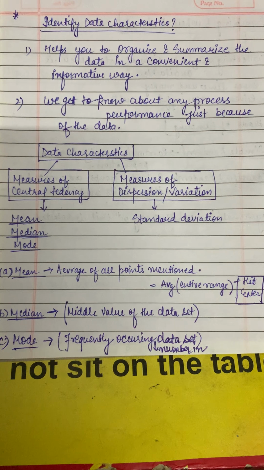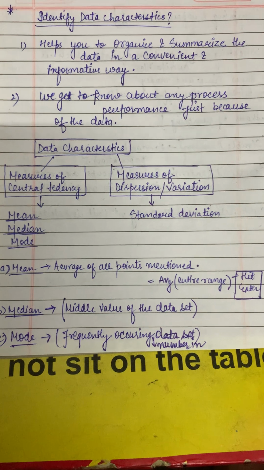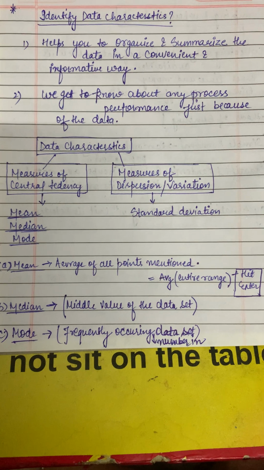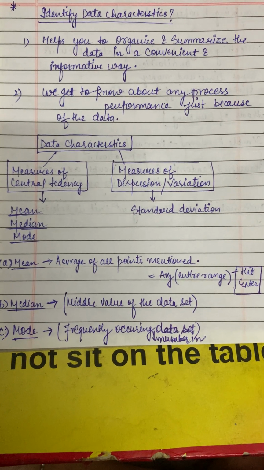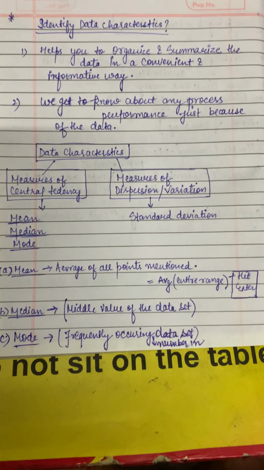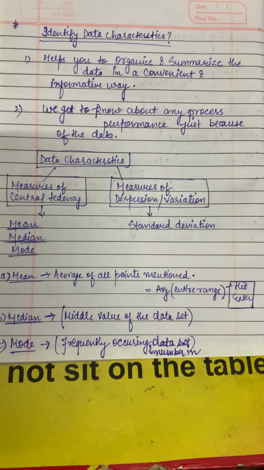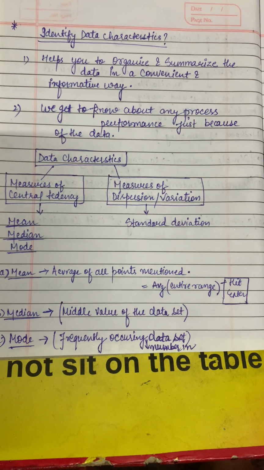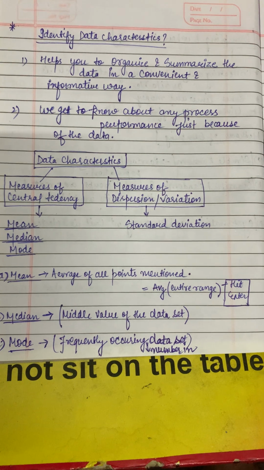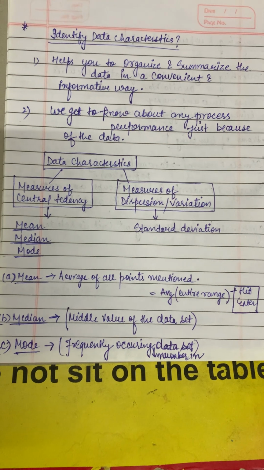So under measures of central tendency, you must be knowing about mean, median, mode. I am sure you have heard about it. Mean is nothing but the average of all points mentioned divided by the total number of units. Basically, if you are finding the marks of 10 students, suppose the sum of the data is 250 and there are 10 students, so 25 will be the average marks of all 10 students.